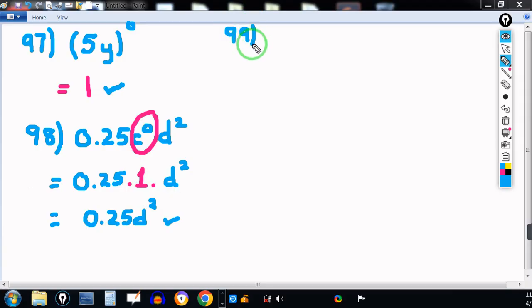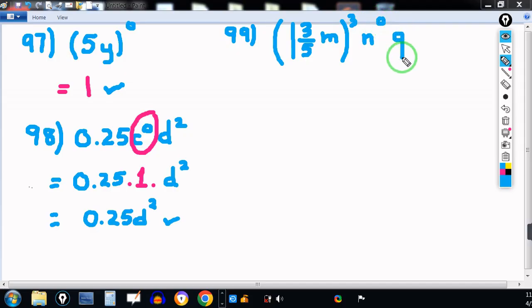And what is 99? 99 is 1 and 3/5 m. 1 whole number. 3/5 is a proper fraction. And the m is halfway there. It belongs to both of those. Okay. And then the power is what? Power is 3. Ooh. And then n has a power 0. Ooh. And then q has another power.